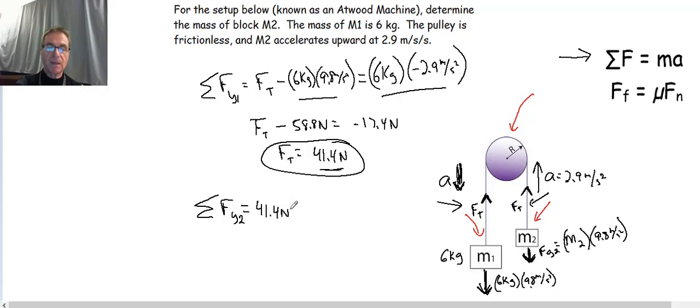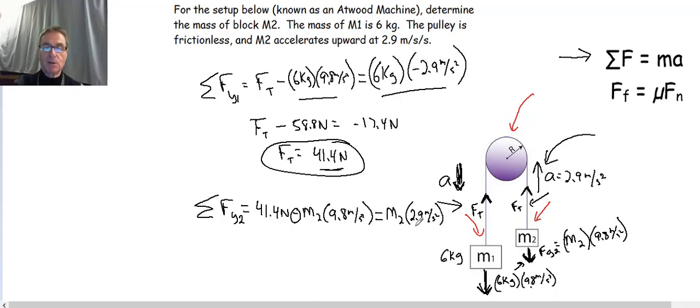41.4 newtons minus Fg2. Well, Fg2 is M2 times 9.8 meters per second squared. And the minus sign here is due to the fact that it's going down, so I don't have to stick another minus sign in with the acceleration. The minus sign is already taken care of. What's that going to equal? Well, it's going to equal the mass of M2 times the acceleration of M2. In M2's case, it's accelerating upward, so it's going to be a positive 2.9 meters per second squared.